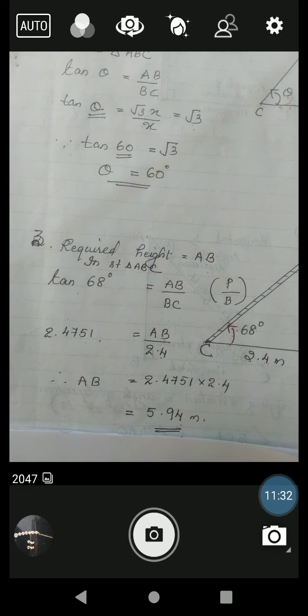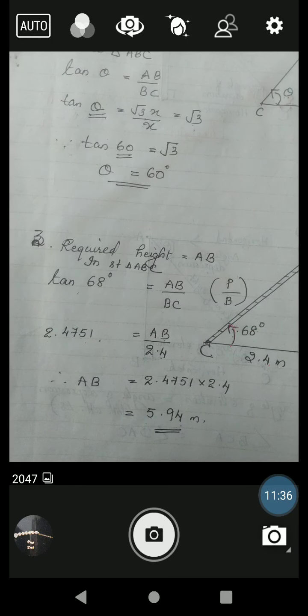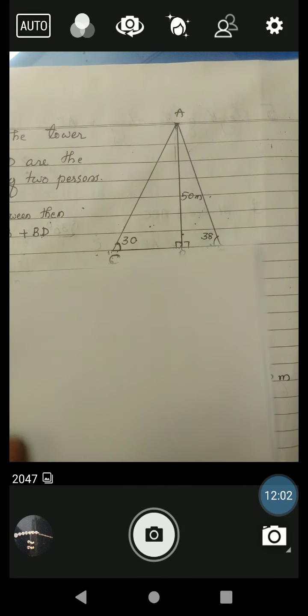Now question number 4. I'll read the question. Two persons are standing on the opposite sides of a tower. They observe the angle of elevation of the top of the tower to be 30 degree and 38 degree respectively. Find the distance between them if the height of the tower is 50 meter. You can draw a figure with the help of this question.